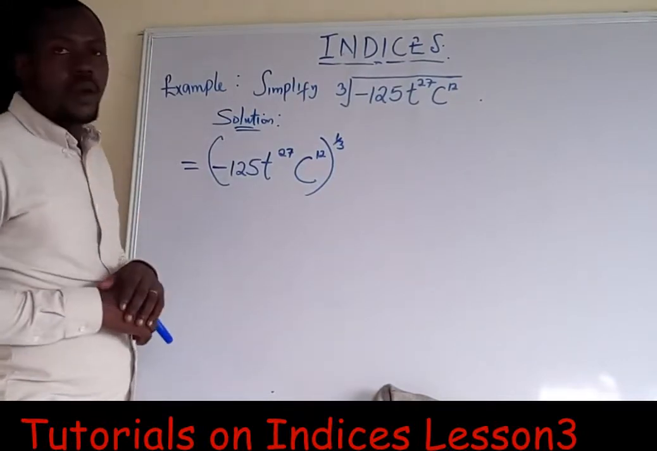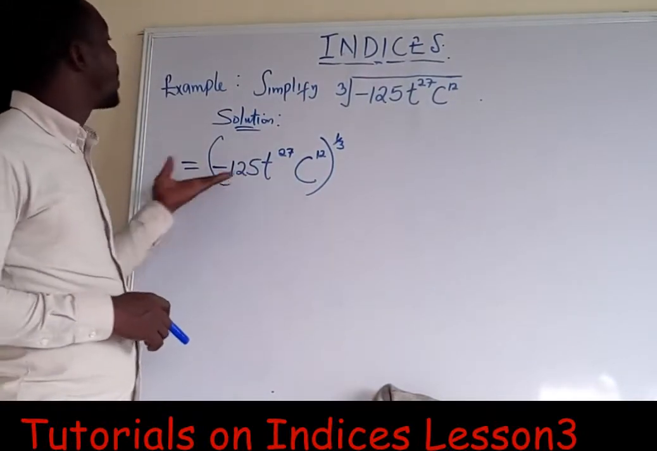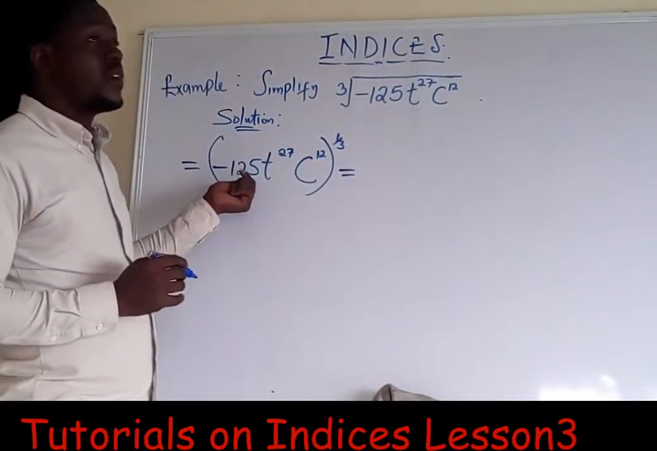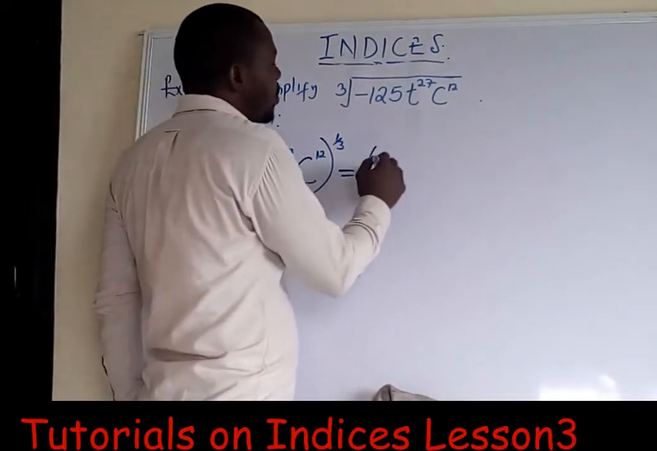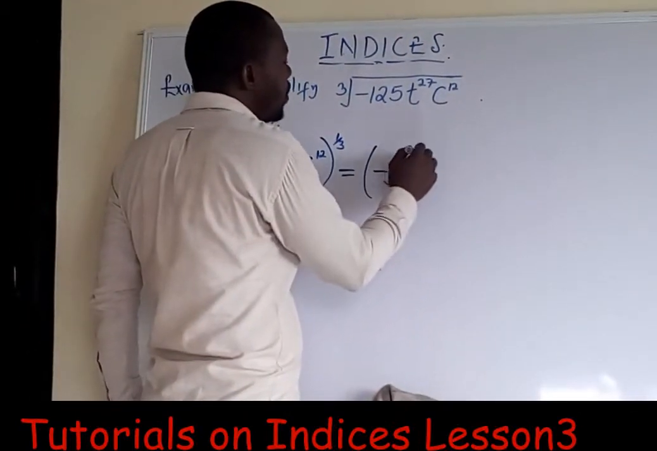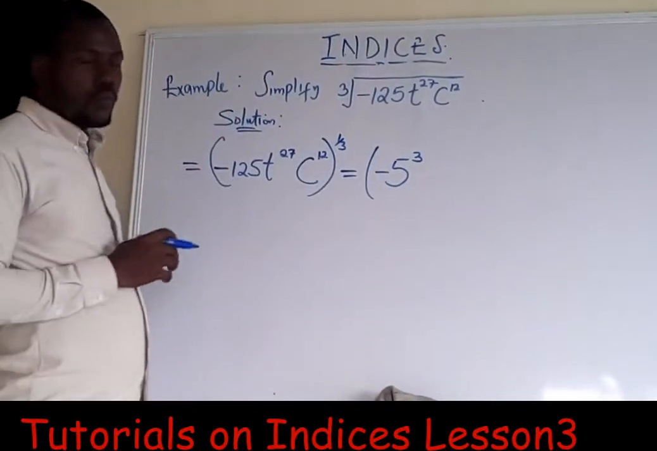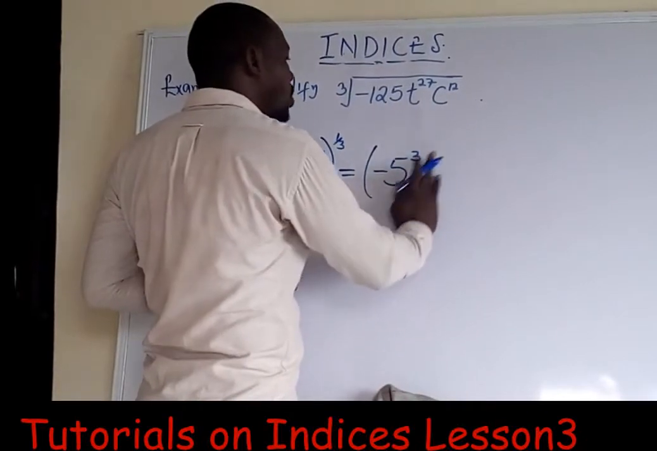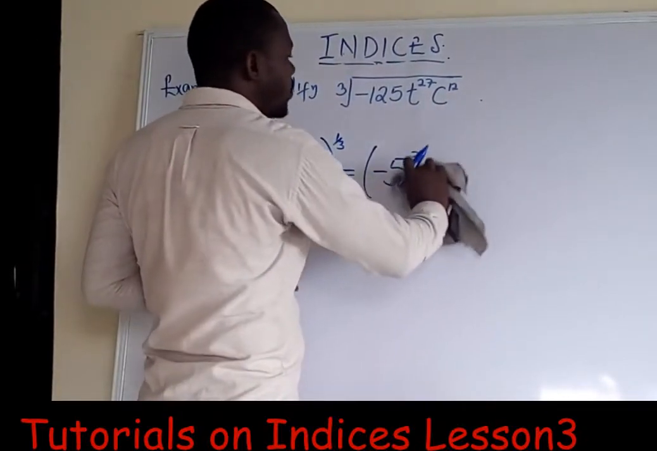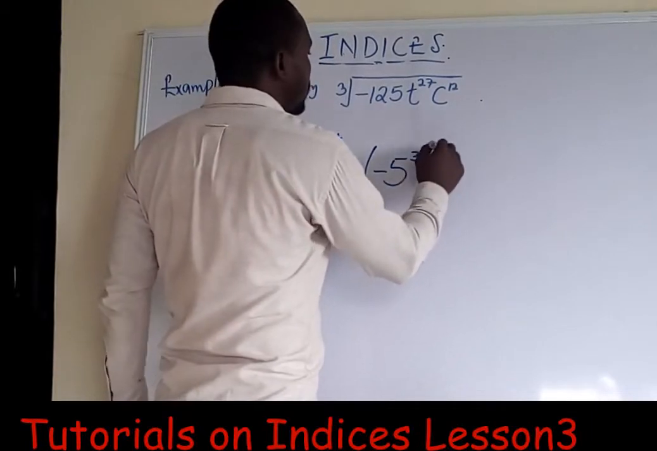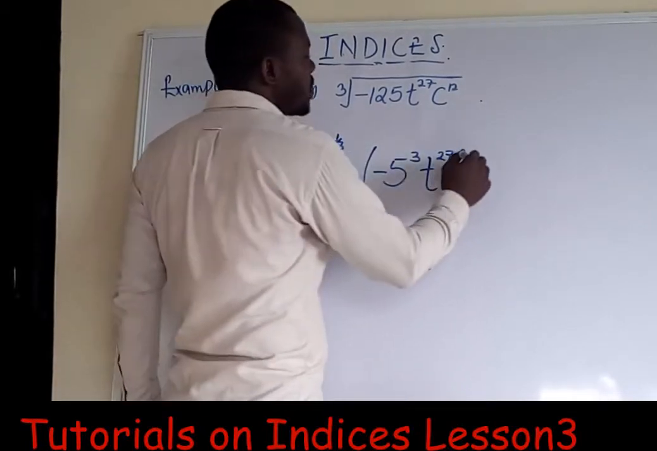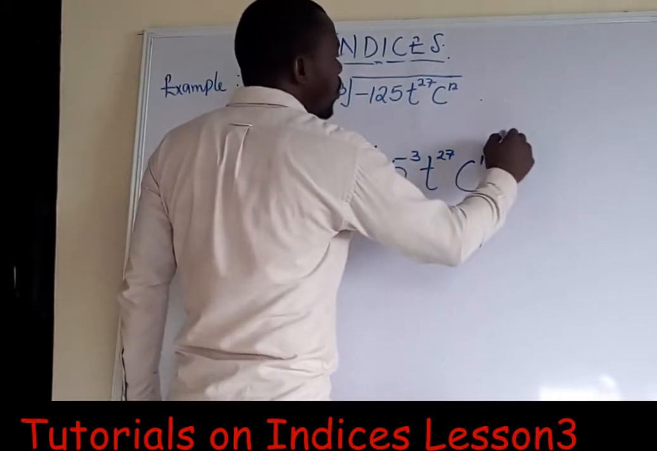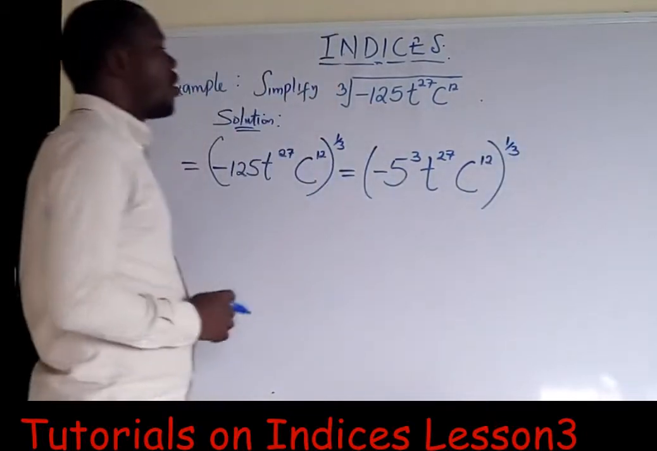So now, what will I do? Let me see how I can break this one down there. So I can say this minus 125 now, it is the same thing as minus 5 raised to the power 3. The same thing. Let me not put times. T 27 and C 12. Everything 1/3.